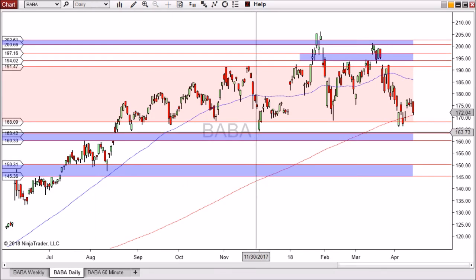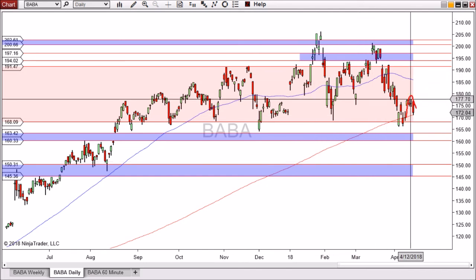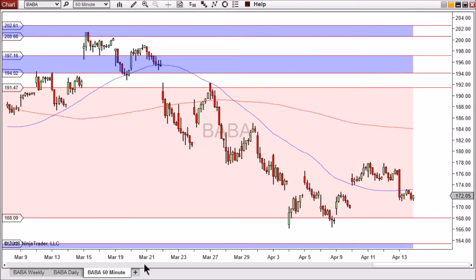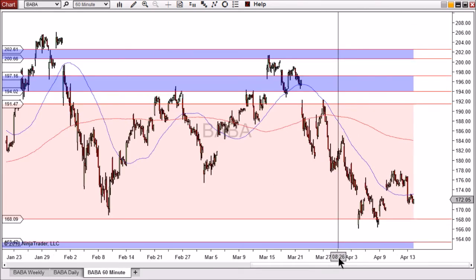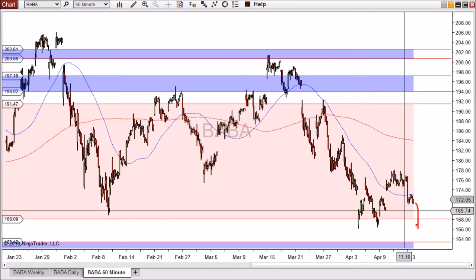So taking a look at the daily, I'm going to see whether it will be able to break out of this zone, right? And into this 163. If it does, then we're basically probably looking at lower prices. Okay, and here's the 60-minute chart. Again, we're basically looking to see would it come down, or would it go back up and try to get back up to the upper end of this trading band.